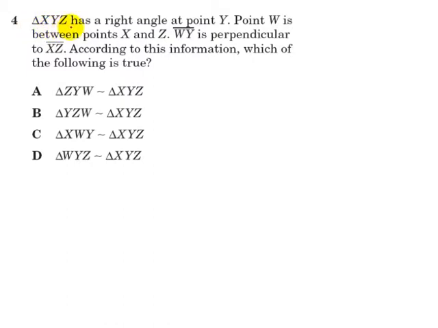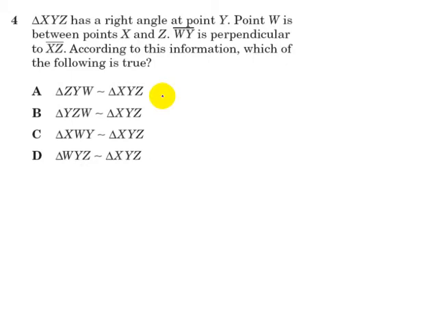Triangle XYZ has a right angle at point Y. Point W is between points X and Z. Segment WY is perpendicular to segment XZ. According to this information, which of the following is true?